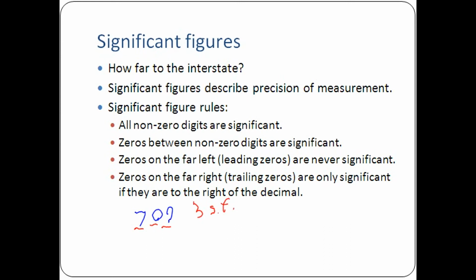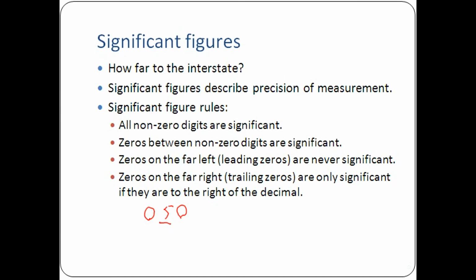What if the 0 is not between non-zero digits? These are our next two rules. The third rule: zeros on the far left, leading zeros, are never significant. That's just an overall rule. Can't get around that. So if our number was 050, the 5 is significant because it is a non-zero digit. The first 0 is not significant because it's a leading zero on the far left. It's never significant.